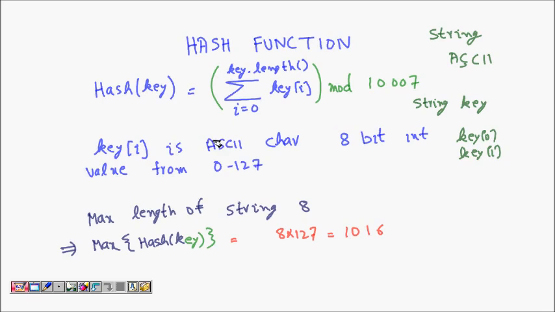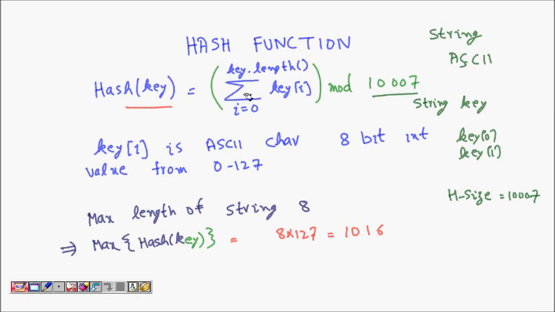Okay, so let's say we have a table size that is 10,007. Again, it's a prime number. Okay, so your table size is equal to 10,007. Now what will happen? So we will have hash of key. We are saying that it will be key 0 plus key 1 plus key 2 plus key 3, and you go on till the length of that string, and then we sum all the ASCII characters, divide it by 10,007 and get the remainder, that is your hash function. This looks to be a cool hash function.